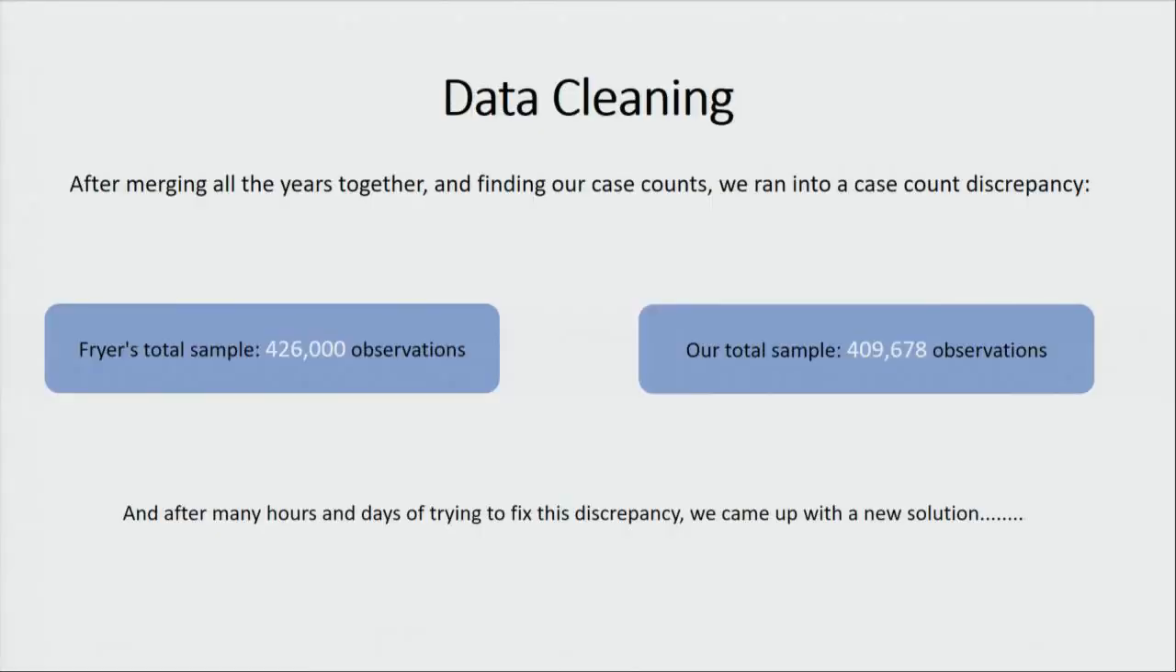So after merging all of the years together, we found our case counts, but we ran into a case count discrepancy. In the paper, Fryer reported a total sample of 426,000 observations. But our total sample that we counted was 409,678 observations. After spending many hours and many days trying to figure out what went wrong and trying to fix this discrepancy, we came up with a pretty different solution.